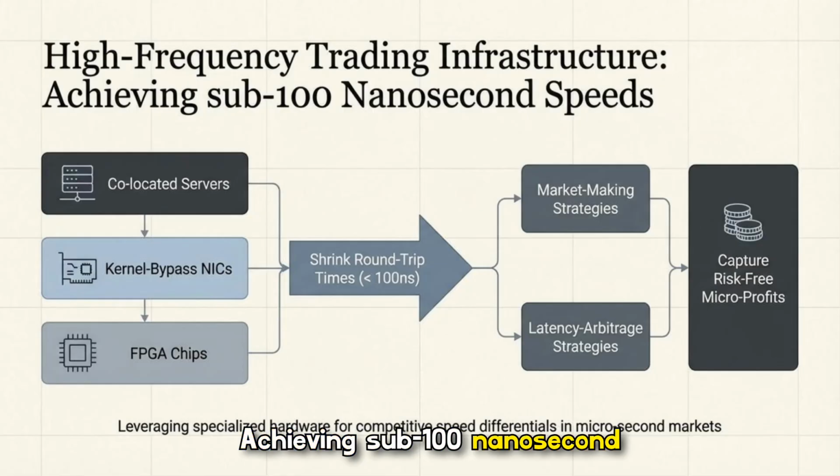Achieving sub-100 nanosecond speeds requires specialized hardware and tight engineering. Co-located servers, kernel bypass NICs, and FPGA chips are combined to shrink round-trip times, enabling microsecond market making and latency arbitrage strategies. The flowchart illustrates how these speed differentials let firms capture small, risk-managed profits across extremely short time horizons.